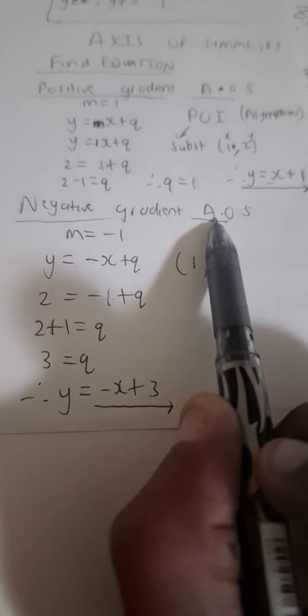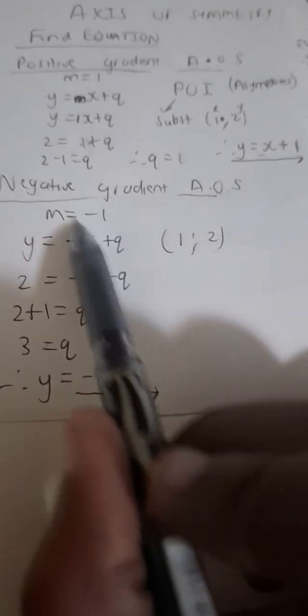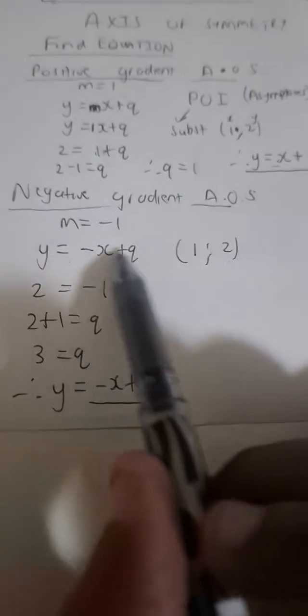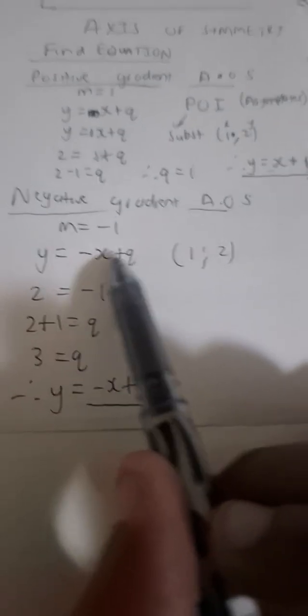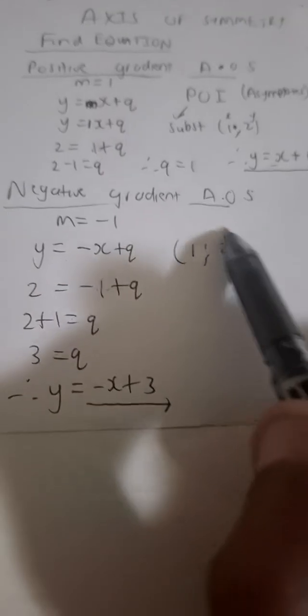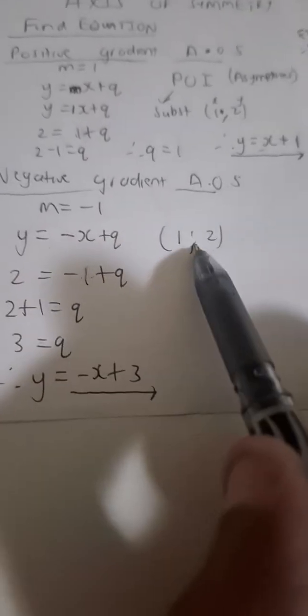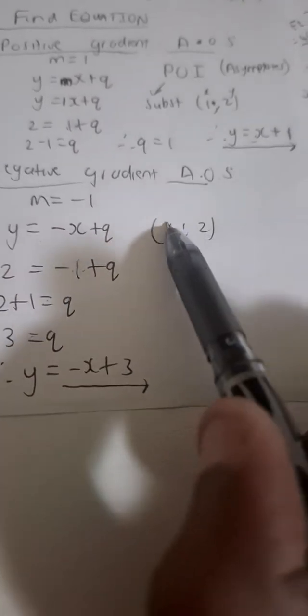Moving right along, we go to the negative gradient axis of symmetry. The gradient is negative 1. We write the equation y is equal to negative x plus 2. We use the point of intersection where the horizontal and the vertical asymptote intersect.